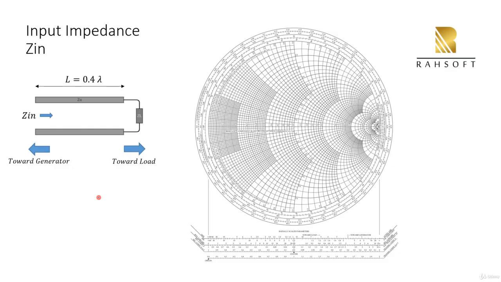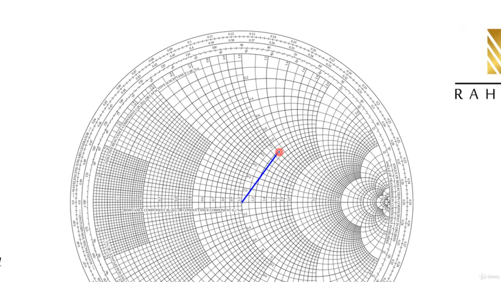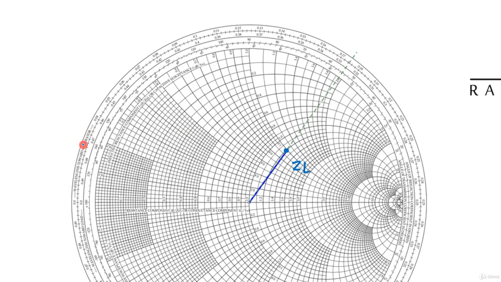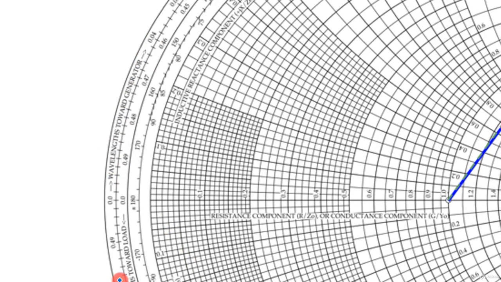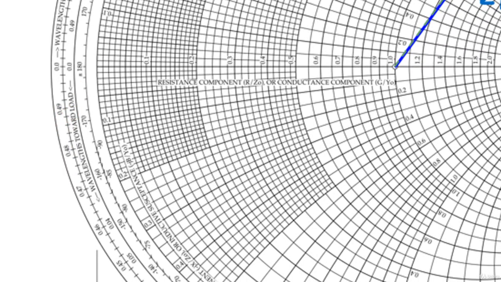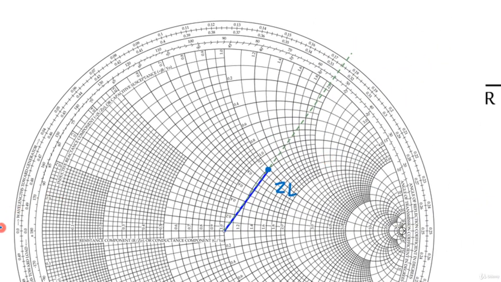I'm going to show the technique. So let's start from the first point. First of all, like we did previously, I'm going to show my load here. So this is my ZL at this point. Then I'm going to continue this line, but this time I'm going to use a different circle. As you see here, it says wavelengths toward generator, or it says wavelengths toward load. It doesn't matter, you can pick one of them. I'm going to pick wavelengths toward generator.